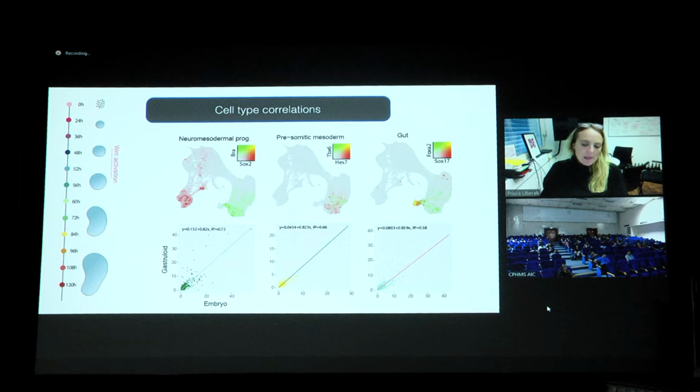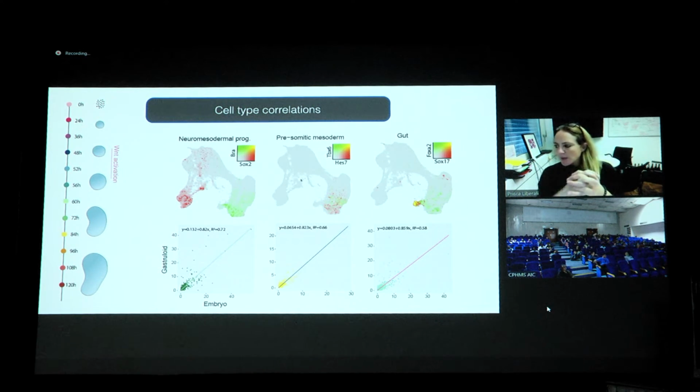We started comparing some of the cell types over time. Here you see the NMPs, and we compare the NMPs in the gastruloid with the NMPs in the embryo, and you see there is a very good correlation for all three: the NMPs, the presomitic mesoderm, and the gut. So we are managing to create cell types at later time points that really look like in vivo.